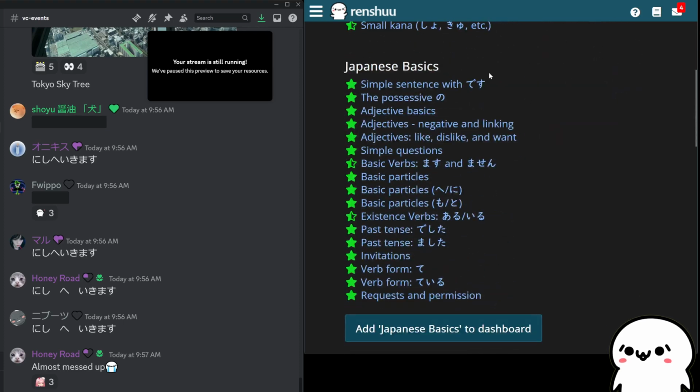If you're on the new version of Renshu, you can actually see the little video markers next to each of these that we have videos for. But basics is what we're doing right now. And we just covered this section right here. And Honey Road, to answer your question, two lessons ago, basic verbs, the masu and masen. That will dive into the godan and ichidan verb categories that we talked about. So definitely take a look at these.